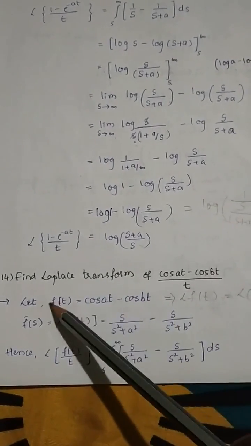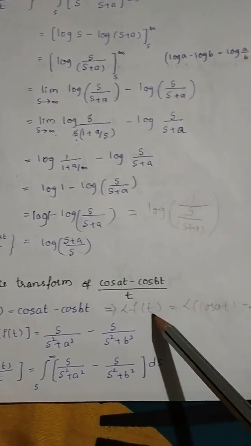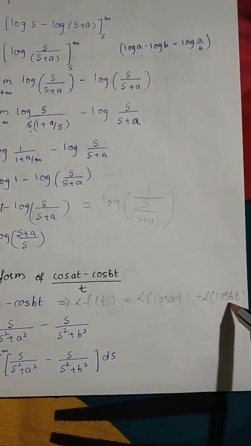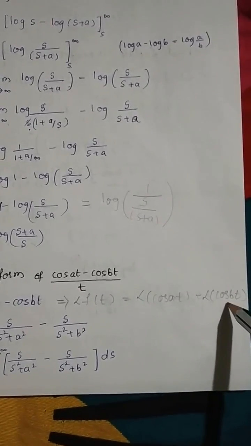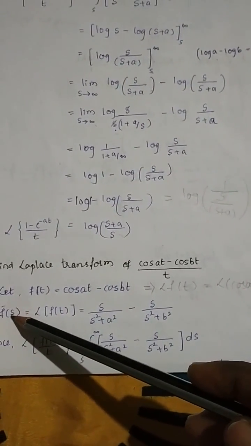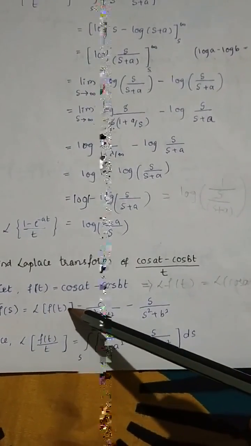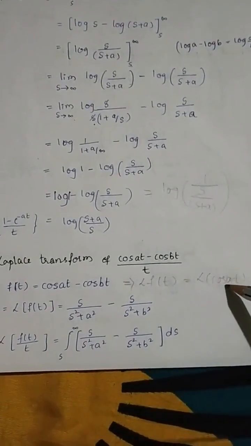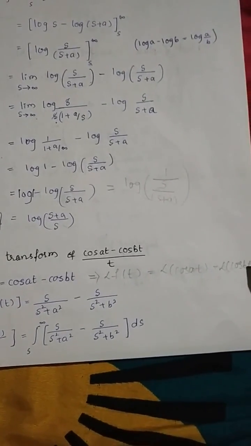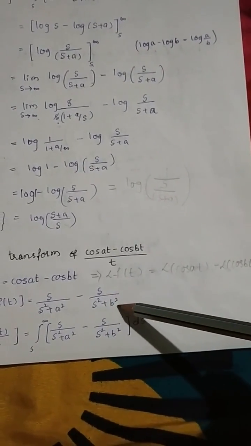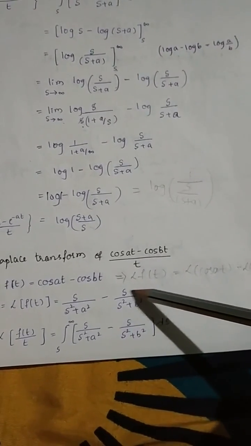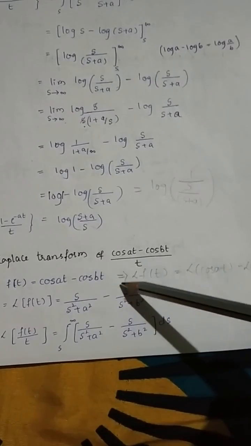Next we need to find the Laplace transform of this term, that is L of f of t is equal to L of cos at minus L of cos bt, that is Laplace transform of cos at minus Laplace transform of cos bt. That is, L of f of t is nothing but f bar of s, which is equal to s upon s square plus a square minus s upon s square plus b square. Okay, this is nothing but our f bar of s, which is the Laplace transform of f of t.